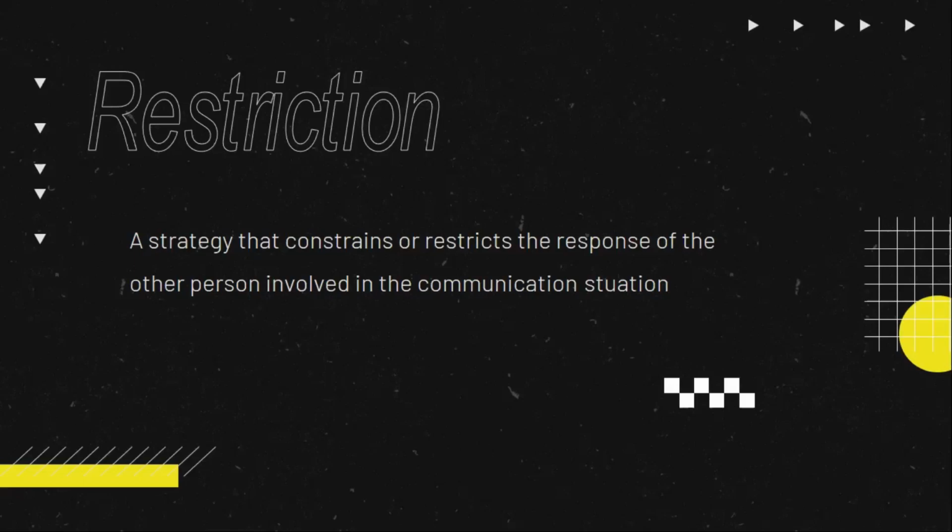Okay? So it is a strategy that constrains or restricts the response of the other person involved in the communication process or situation. As you can see, in the homily, for example, we are listening only. We don't have a feedback. We don't have a response. That means it's a restriction.